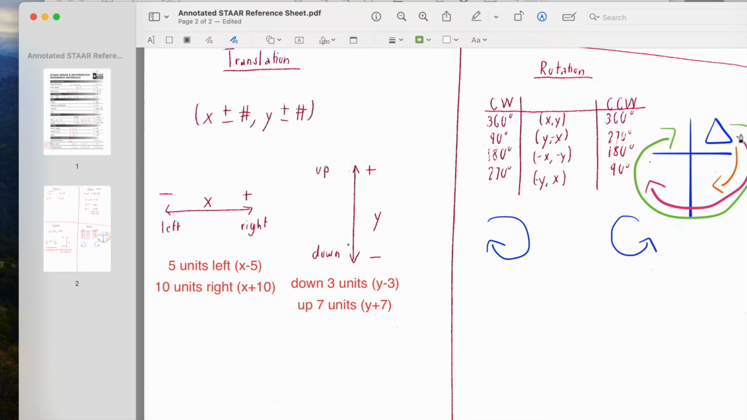If it went all the way around back to the same place, that'd be 360 degrees. We know that all the rules start with x comma y, but if it did a 360 rotation, it would land back in the same place, which is why it's x comma y. For a 90-degree rotation, it's special. You actually have to flip the x and the y coordinate, so the y coordinate is first, x coordinate second. For 180, you keep x comma y in the same location. For 270, again, you're flipping so that the y coordinate comes first, the x coordinate comes second.